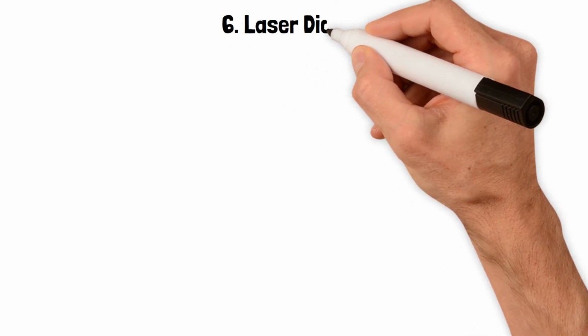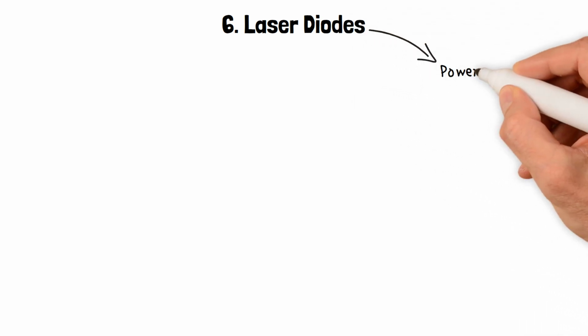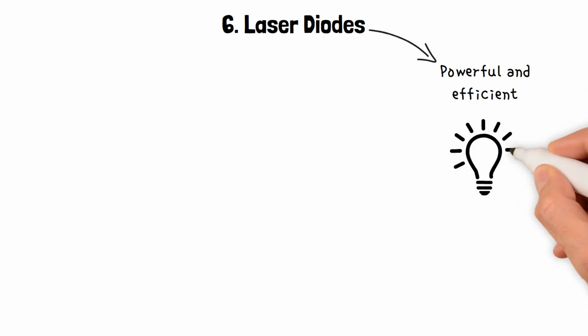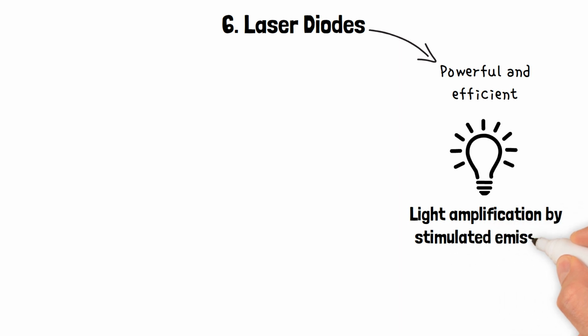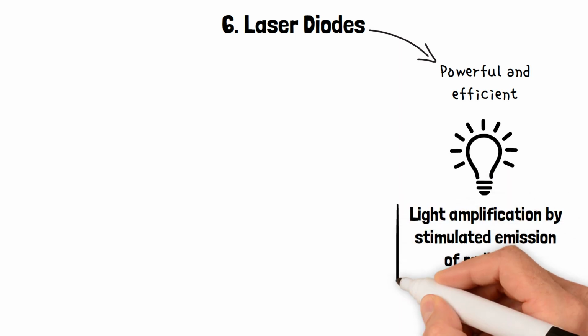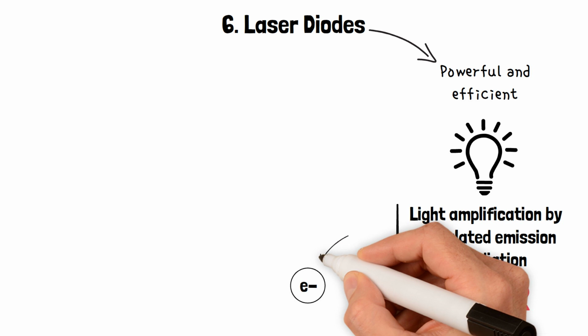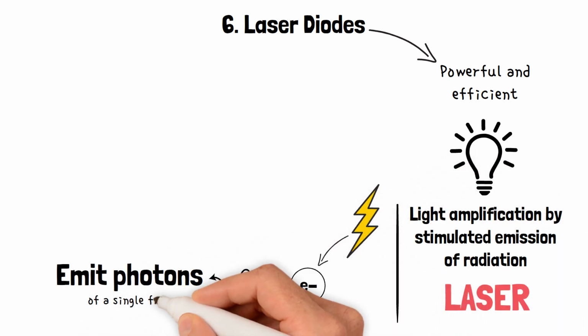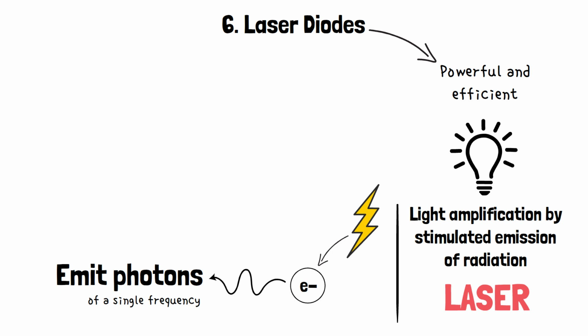And lastly, laser diodes. A laser diode is an incredibly powerful and efficient semiconductor device that produces light through a process called light amplification by stimulated emission of radiation, or laser. This process involves exciting electrons in the device using electric current, which causes them to emit photons of a single frequency. All of these emitted photons travel together in phase with one another, producing an intense and highly concentrated beam of coherent light that can be focused onto very small spots.